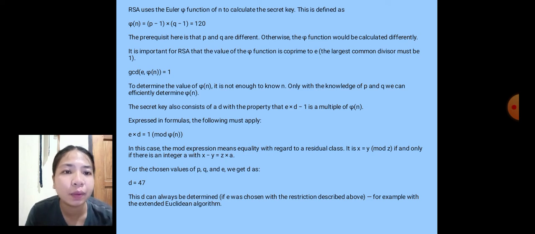In this case, the mod expression means equality with regard to a residual class. It is x equals y mod z if and only if there is an integer a with x minus y equals z times a. So for the chosen values of p, q, and e, we get d as 47. This d can always be determined if e was chosen with the restriction described above, for example, with the extended Euclidean algorithm.